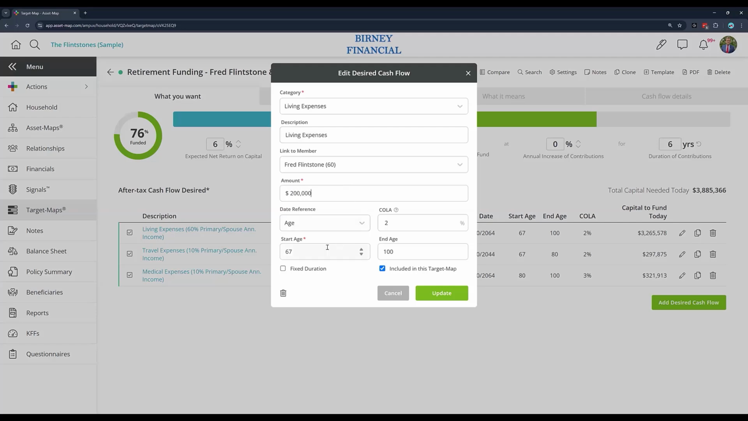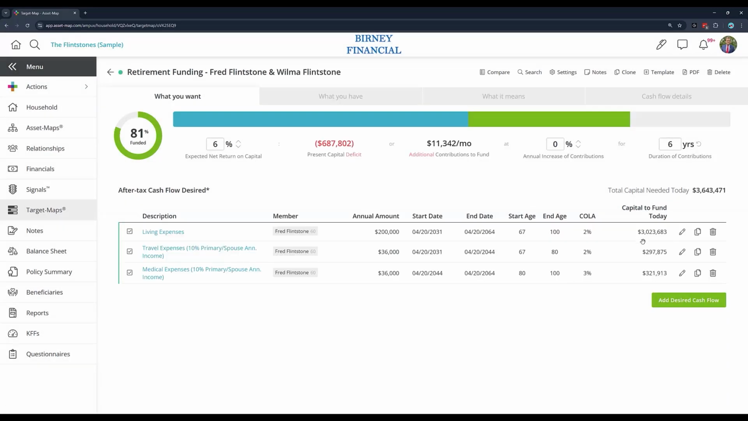I'm going to start giving that to you, Fred, on your 67th birthday, funding all the way until you die peacefully in your sleep, holding hands side by side on Fred's 100th birthday. Click update. Now, what do I have to have today in capital to fund that living expense, or that amount every year? About $3 million. Okay, great. We know what the first line item is.